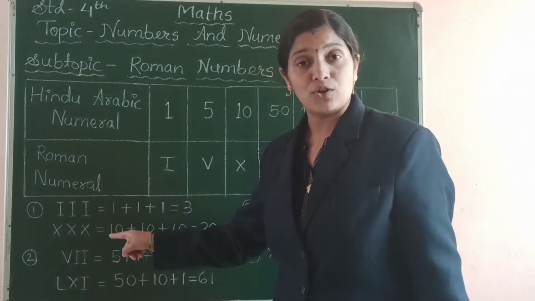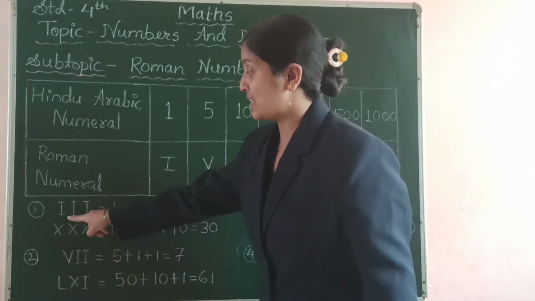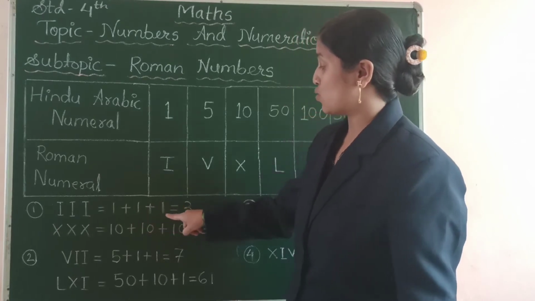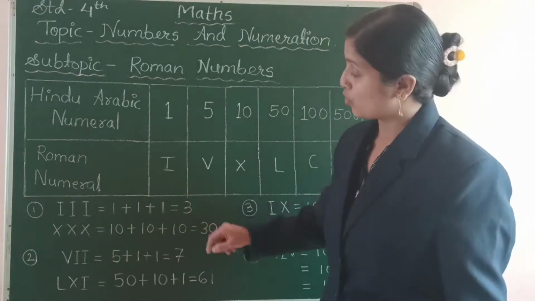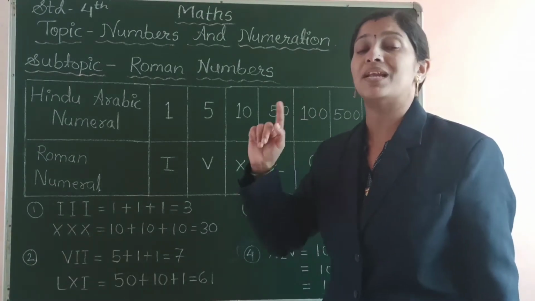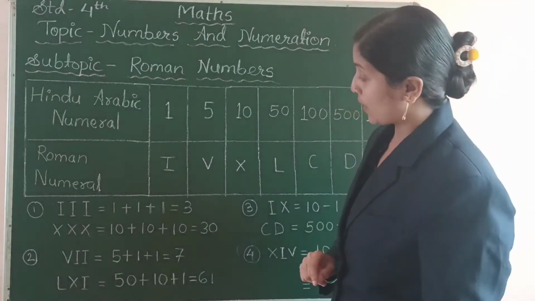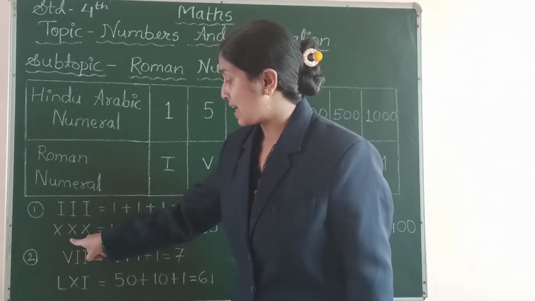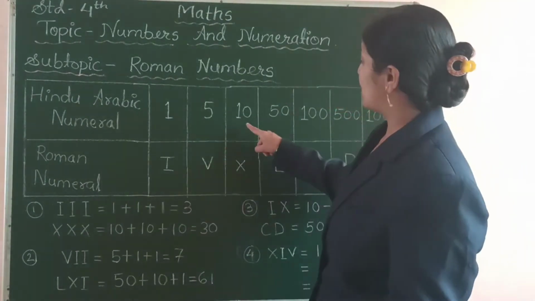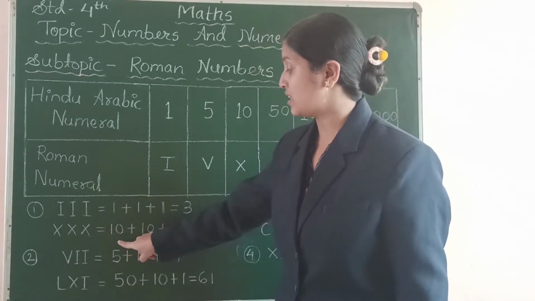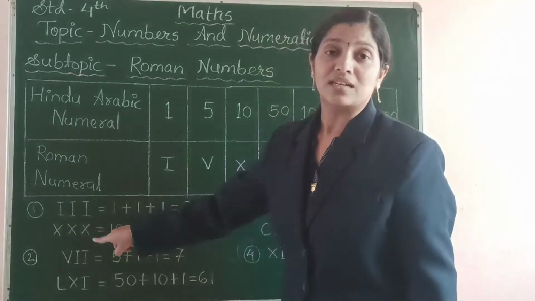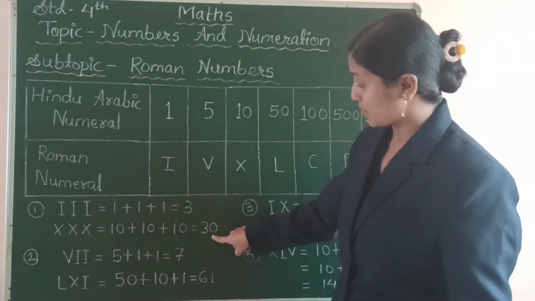How do we find out the value of this? I is 1 and this I is written 3 times. So what I have done? 1 plus 1 plus 1, that is 3. Similarly, when you use I for 2 times, it is 1 plus 1, that is 2. Similarly X, that is X is written here for 3 times. So X means 10. What I have done is I have added 10 for 3 times and the answer is 30. It means XXX is the Roman number for 30.